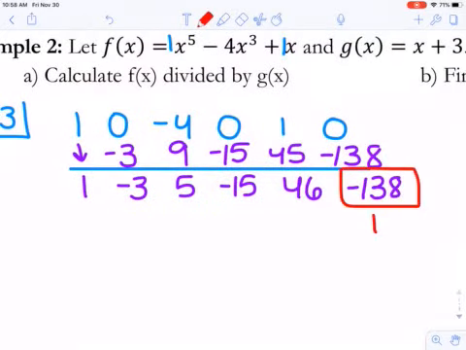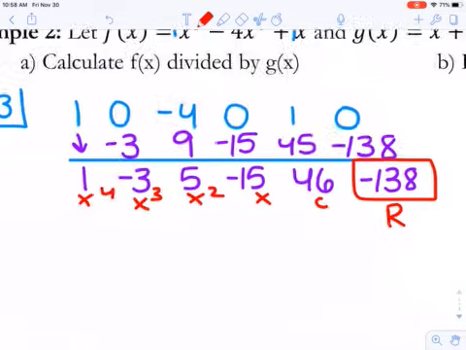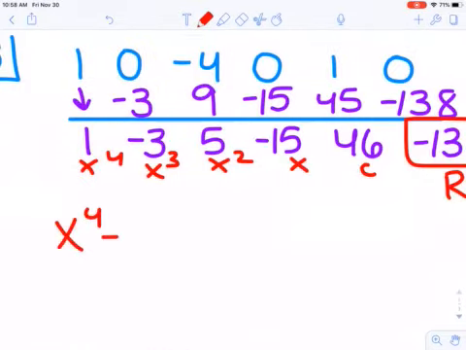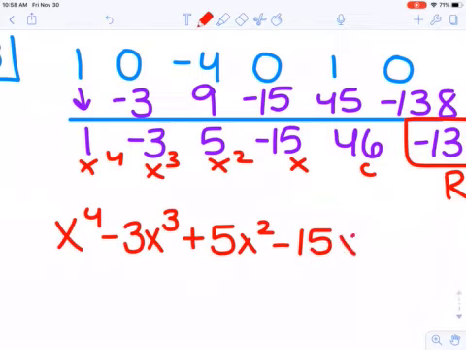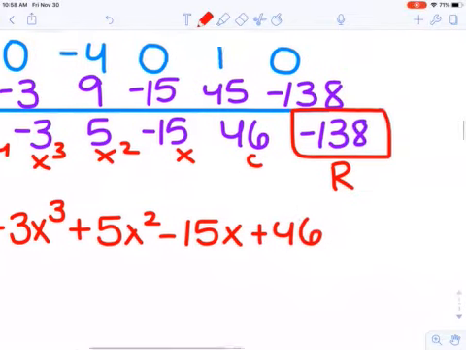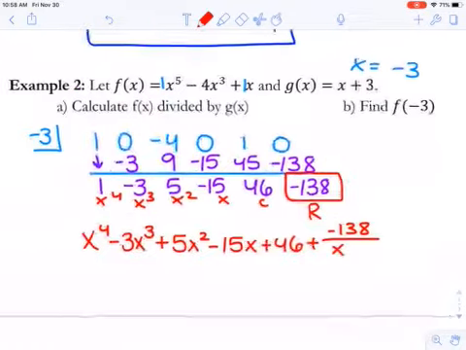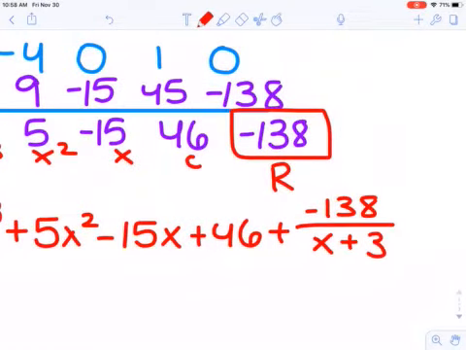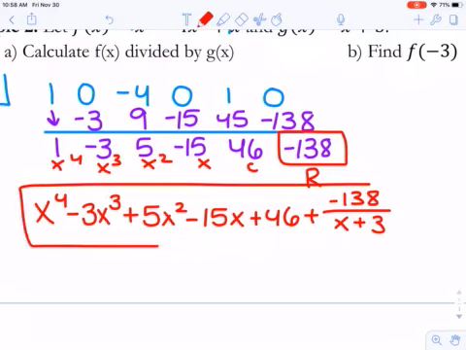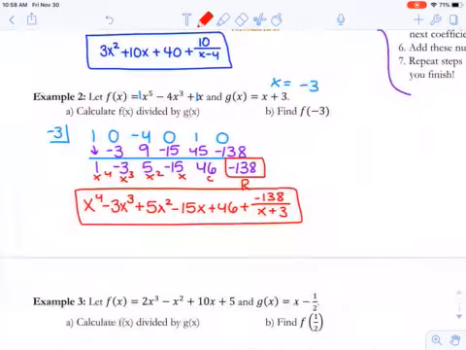-138 is my remainder. Constant, x, x squared, x cubed, x to the 4th. Final answer, x to the 4th, minus 3x cubed, plus 5x squared, minus 15x, plus 46, plus -138 over x plus 3. Wow. Record timing on a division problem.